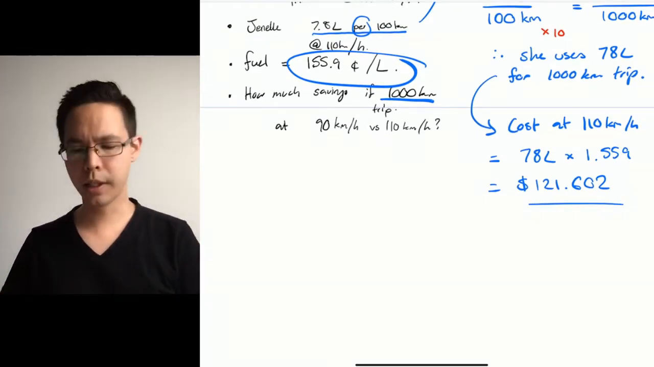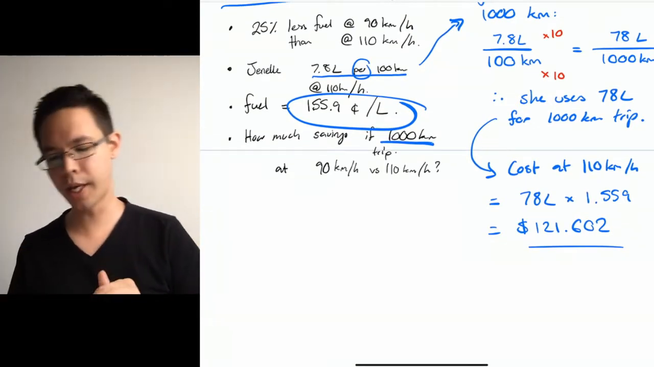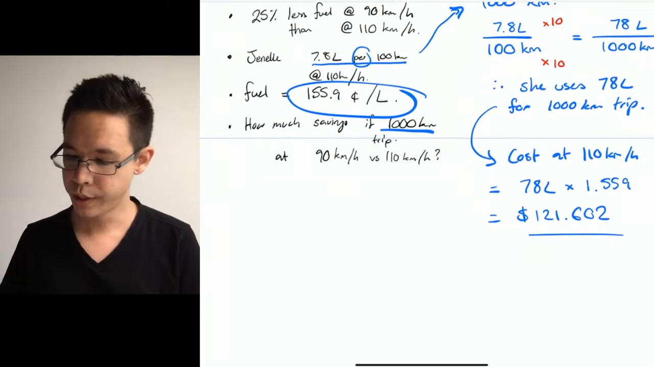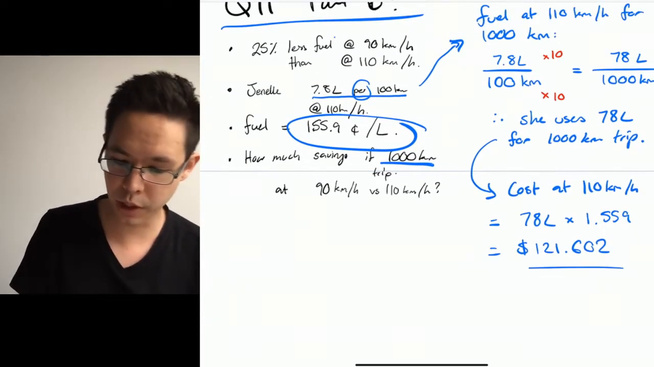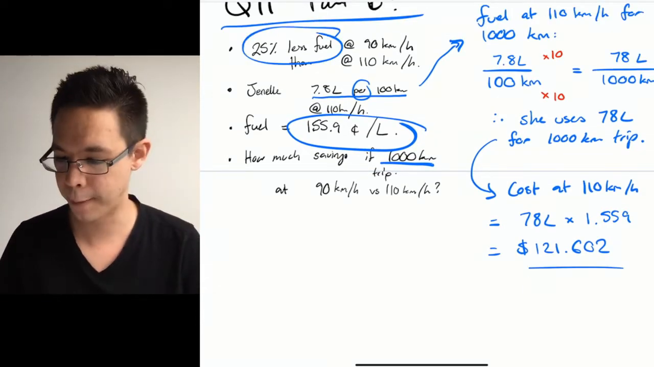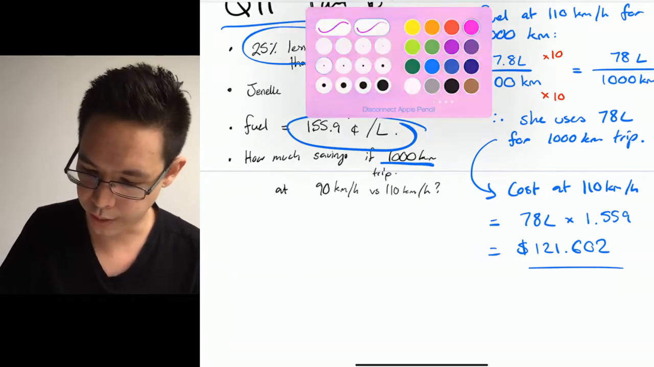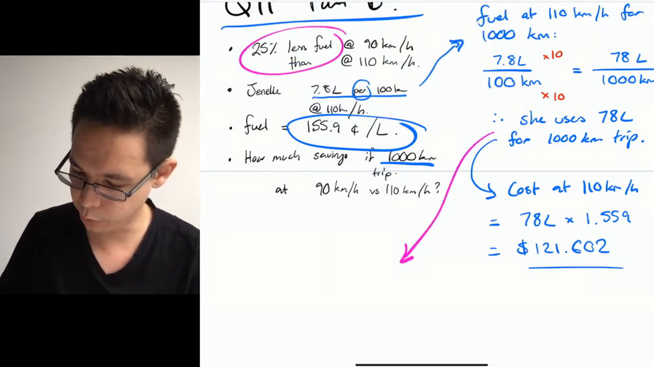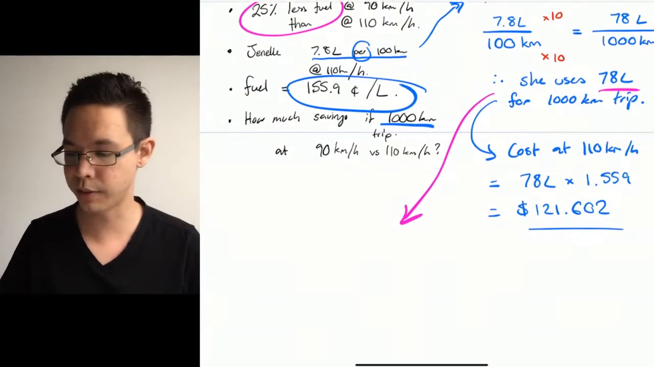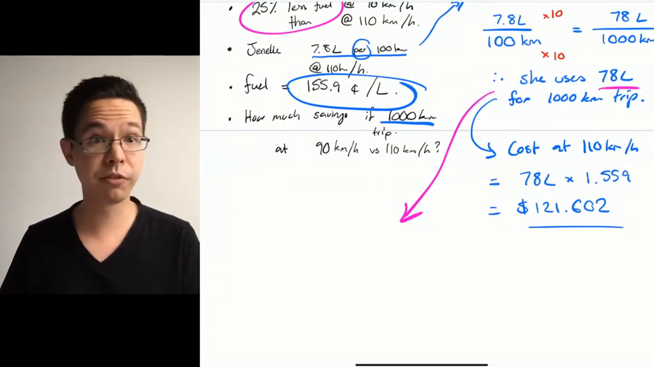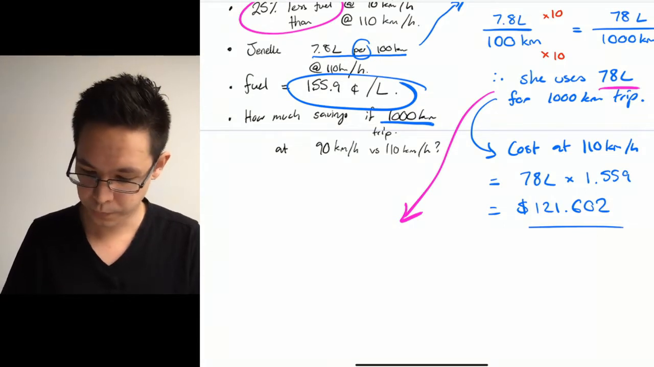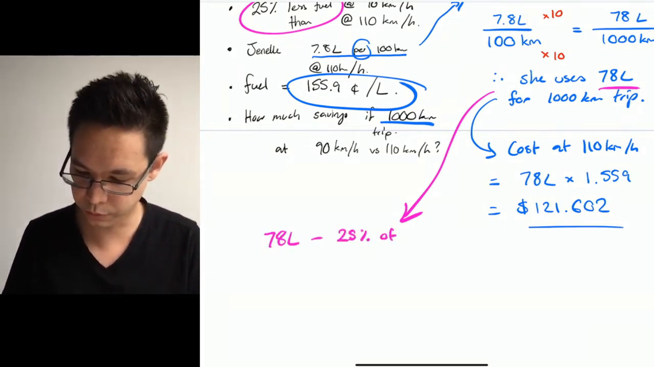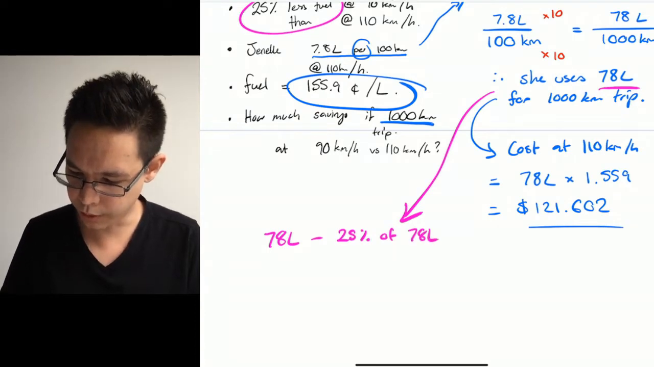Okay, the other part of the question is, well, how much would she save if she drives at the slower speed, which apparently is more fuel efficient? Well, it's going to be 25% less fuel. Okay, so let's work on that. I'll even color coordinate that. So I'm going to take the amount of fuel, which we already calculated was 78 liters. Let's do 25% less of that.